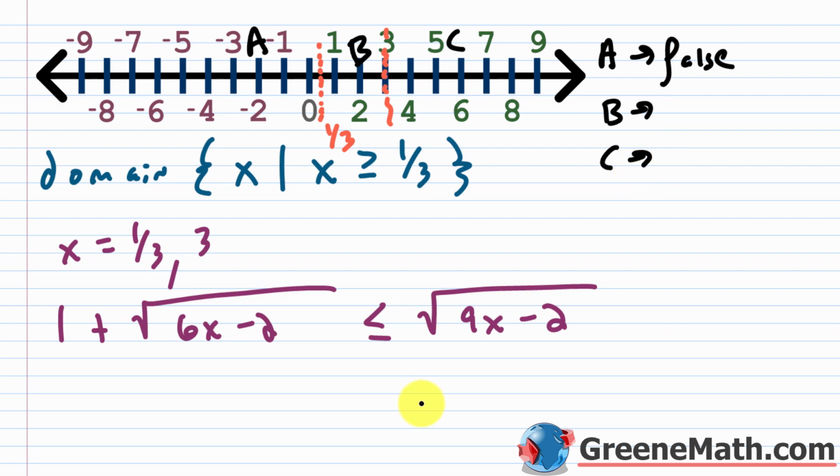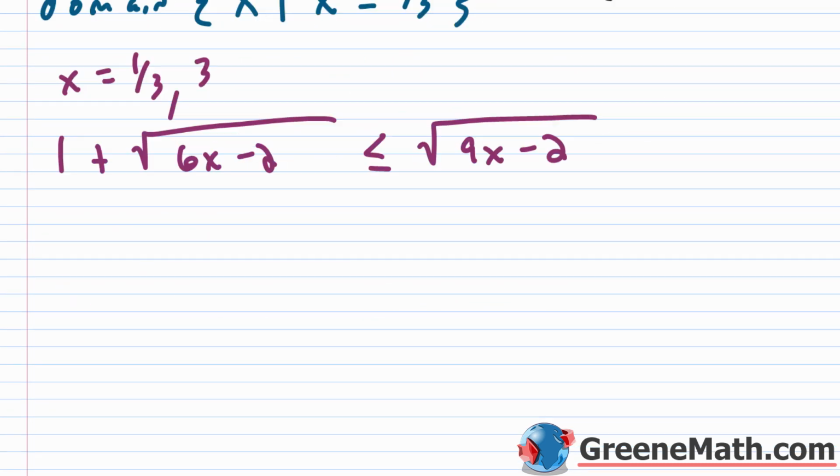So let's think about something like maybe 2, or you could use 1, whatever you want to do. Let's just use 1. I think that might be easier. Let's see if this works. So 1 plus the square root of, you'd have 6 times 1, which is 6, and then minus 2, which would be 4. So the square root of 4 would be 2. So this over here would be 1 plus 2 or 3. So let's put this as 3.